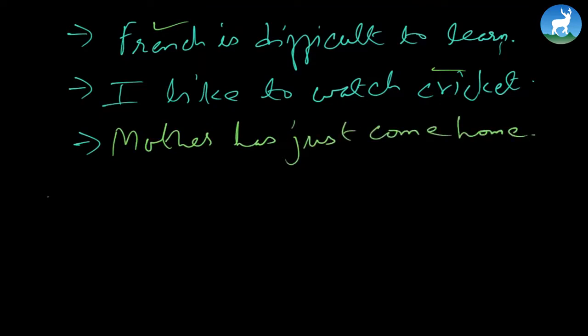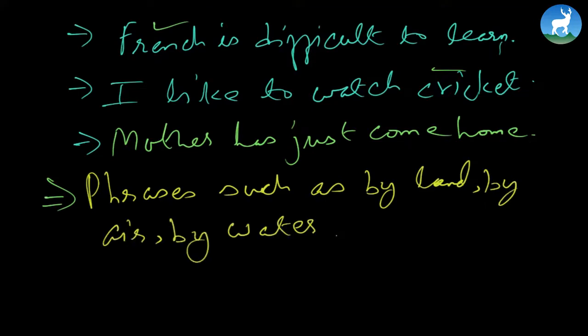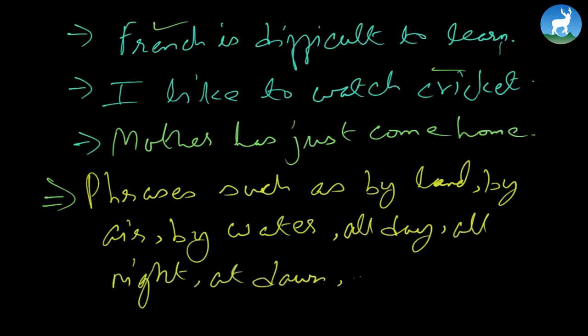Alright, and the last one. Phrases such as by land, by air, by water. It could be all day, all night, at dawn, at night, and at noon. So whenever we use these phrases, we have zero article.